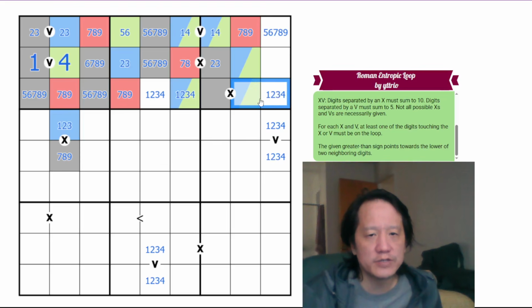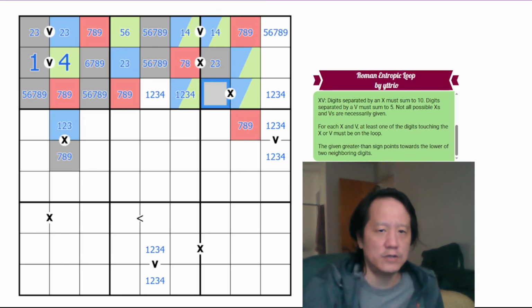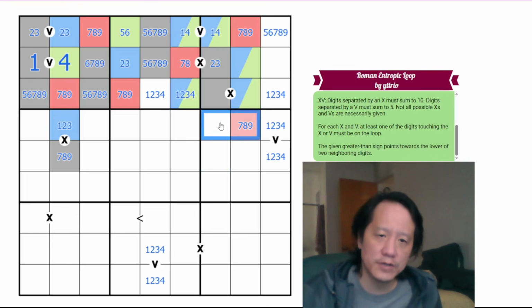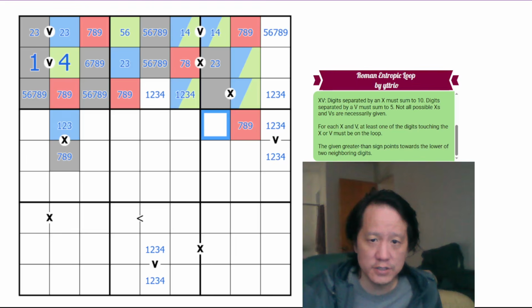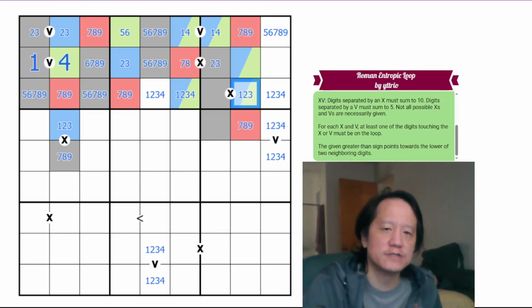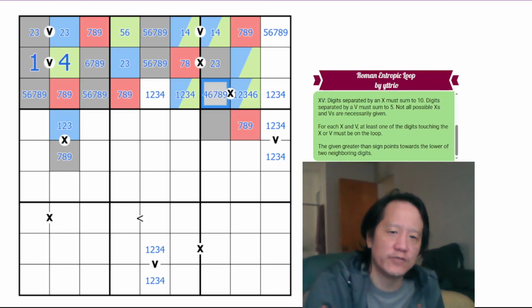It can't go here because that would be high, so that has to be high here. This cannot go that way because it would be considered touching itself. It must enter in one of these. We don't know which. It could go through here. That's possible. Okay. So this is 1, 2, 3, 4, and 6. And this is 4, 6, 7, 8, or 9 there.